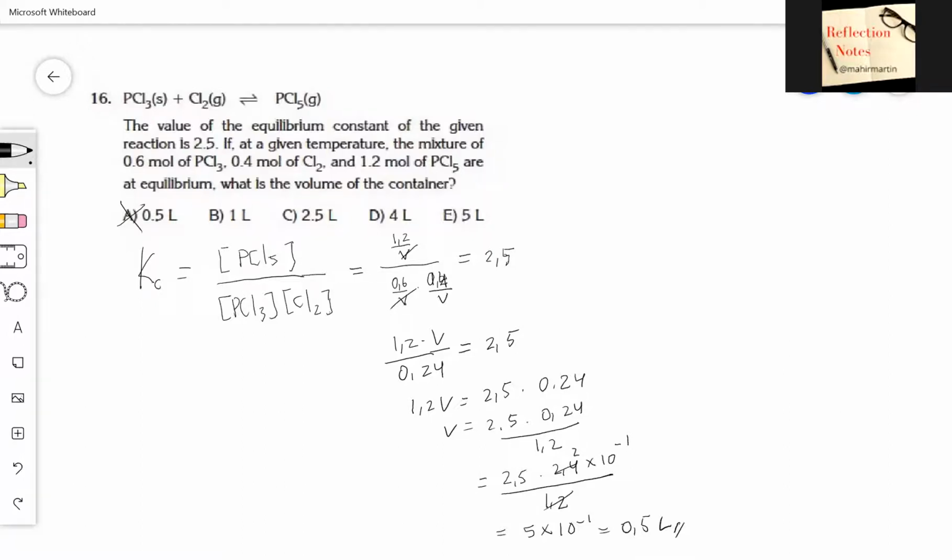Okay, Eric? I have a question, sir. Yes. But in the question, this PCl3 is solid, sir. Why we include them in Kc? Oh, no. There's something wrong here. PCl3, it cannot be solid. Must be gas. Typo, maybe. If you put it solid, you will not get the answer, isn't it? Yes, sir. So it's typo maybe in the books.